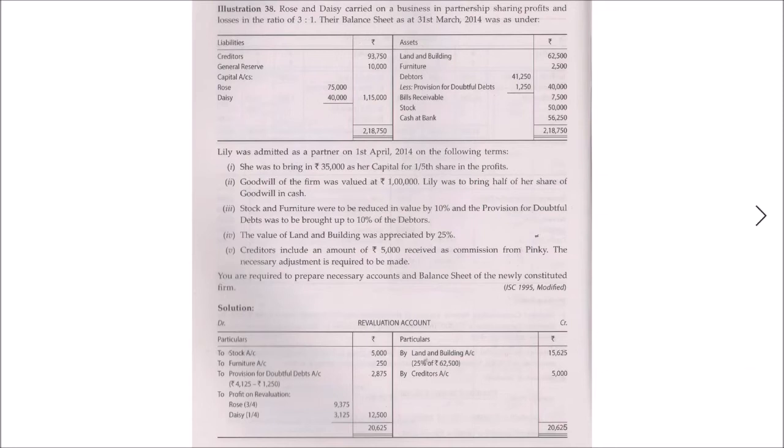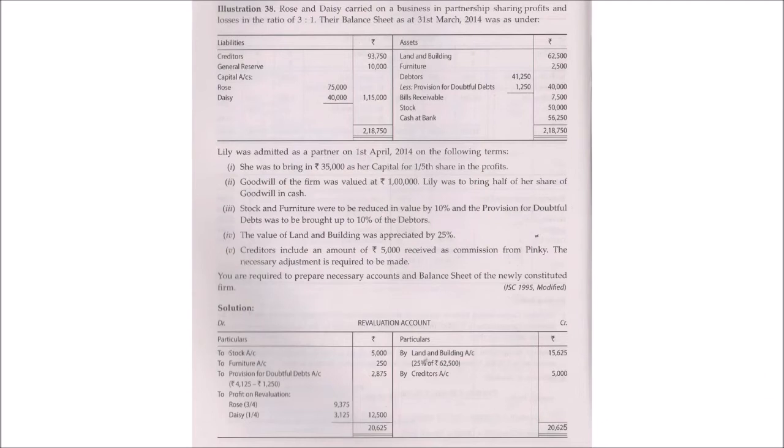Next, stock and furniture were to be reduced in value by 10%. So assets reduced, revaluation account debit side. And the provision for doubtful debts was to be brought up to 10% of the debtors. So the increase in the value of provision for doubtful debts is also a loss, so it also will be shown on the debit side of revaluation account. The value of land and building was appreciated by 25%. Assets increase, value increases, so it will be shown on the credit side of revaluation account.